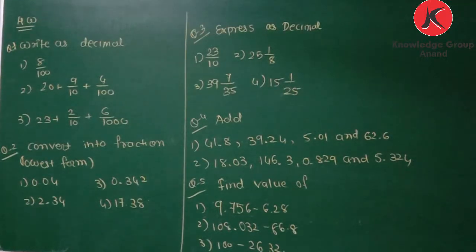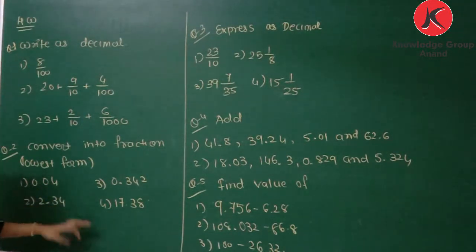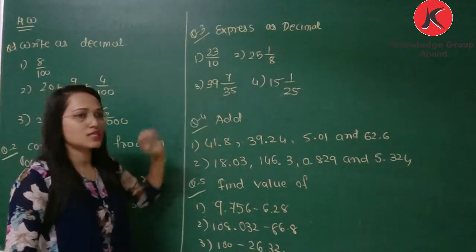So this is your today's homework. First question is write as a decimal. You need to write this as a decimal. Convert into a fraction but in lowest terms. Okay, first convert into a fraction and then cut the common factor. Then here express as a decimal.